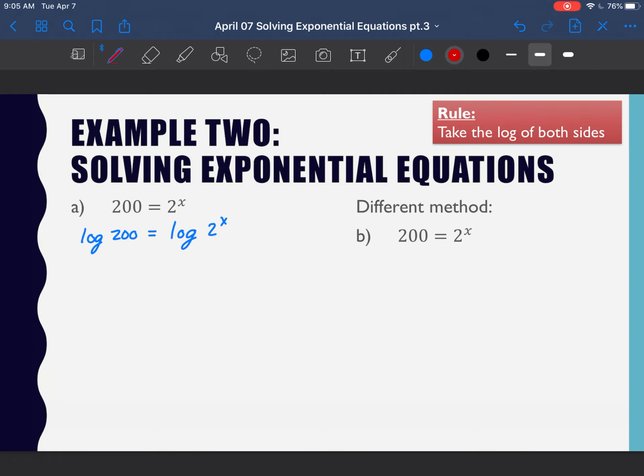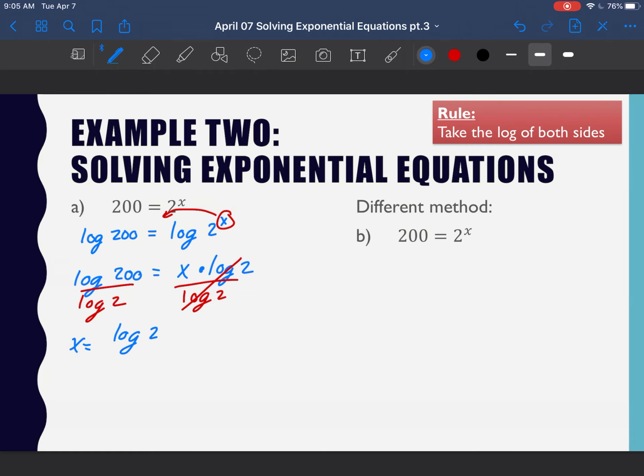Now this one's a little flipped from the last two that we did, but the steps don't change. So exponent goes in the front of this logarithm. Now notice that the x goes in front of the log 2, not the log 200. So it looks like this. Then again, the goal is to get the x by itself. So divide by log 2, divide by log 2. These cancel, so you get x is equal to log 200 divided by log 2.